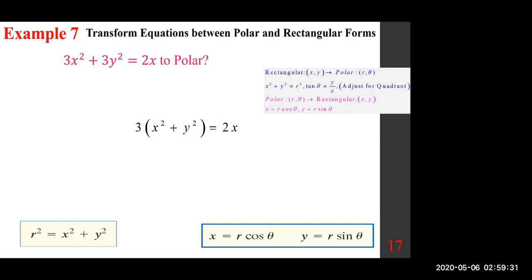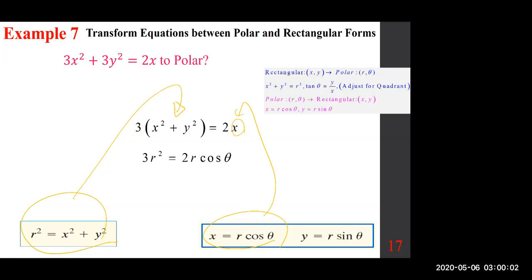It's r cosine theta. In other words, we replace this one, and we replace this one accordingly. Everybody can see that. Again, we need to know x is r cosine theta, y is r sine theta, x squared plus y squared is r squared. And that's really the method, okay?